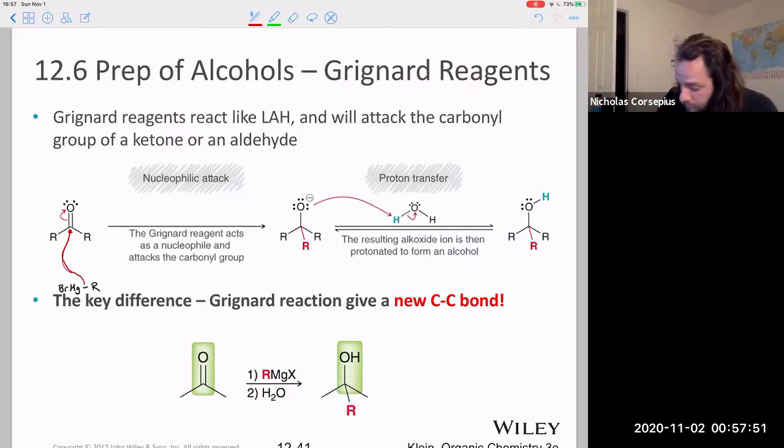What's the big difference? We have a new carbon-carbon bond that's formed, right? We've only seen one other method of generating new carbon-carbon bonds, and that's using terminal alkynes. So Grignard reagents are a way of creating yet another carbon-carbon bond. The really powerful thing about Grignard is that this R can be absolutely anything you want. So the big takeaway here is that Grignards will react with carbonyl carbons, whether it be a ketone or an aldehyde, to create an alcohol, as well as that new carbon-carbon bond that's formed.